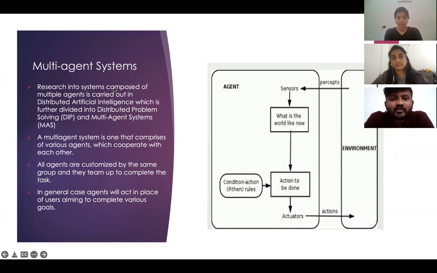Hi everyone. Today my topic is about multi-agent systems. Multi-agent systems are derived from, basically, you can call it a subset of distributed artificial intelligence. A multi-agent system is comprised of various systems which coordinate with each other, trying to solve a problem. Basically, the multi-agent system acts in place of users, aiming to complete the various goals and tasks that they are provided.